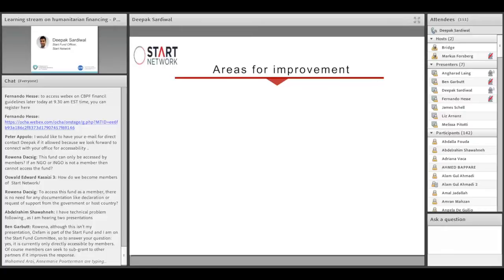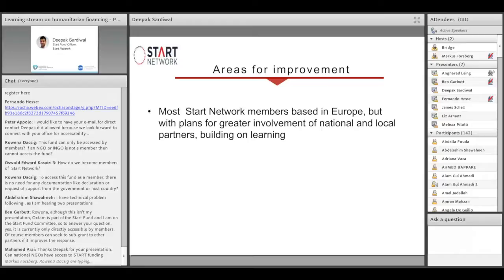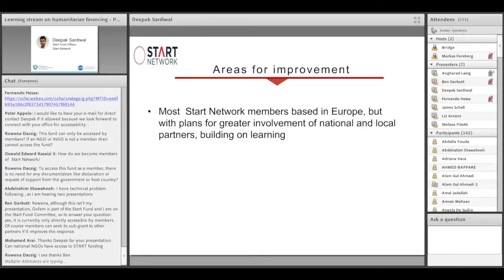Looking then at some possible areas of improvement, some of the challenges that we've experienced. First of all, most START network members are still based in Europe, despite that quarter representation on the committee that I mentioned earlier. And we're very much exploring ways to involve local and national partners more in our process. And we're currently undertaking a review on that to help us with it.